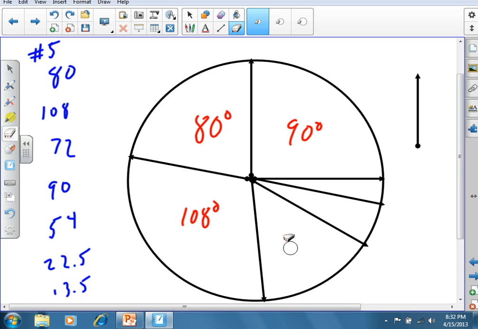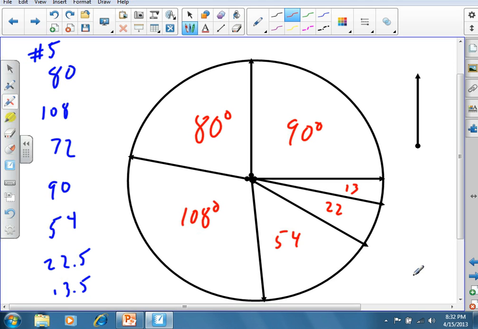Everybody knew that though, right? And this is the 54, the 22, and the 13. All right, is that messy enough for you now? Makes your standards perfect.